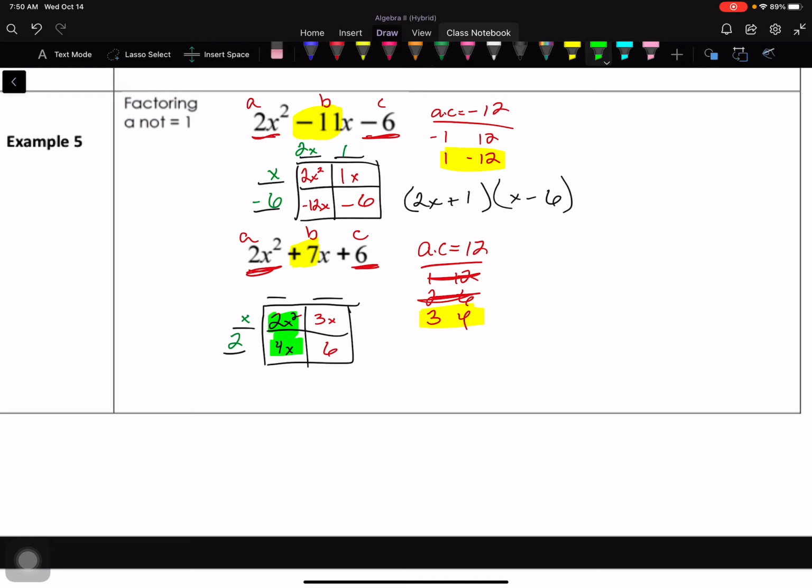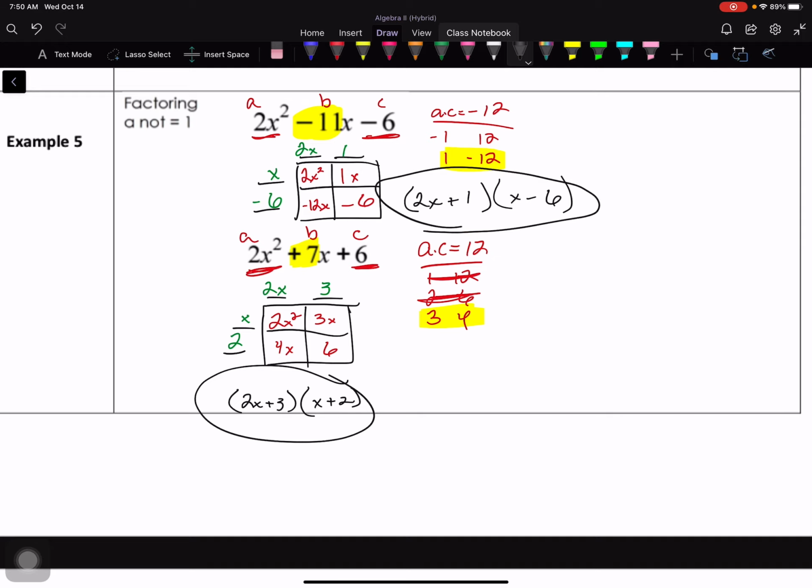Up the left column, 2x squared and 4x. They're both divisible by 2, and they both have an x in common. And then going up the right column, those are both divisible by 3. And again, if you multiply it back out, we should get everything in the box, which we will. So our final answer, starting from the top of the box, we get 2x plus 3 because it's a positive 3. And from the left side, we have x plus 2. And there you go. Factored form.